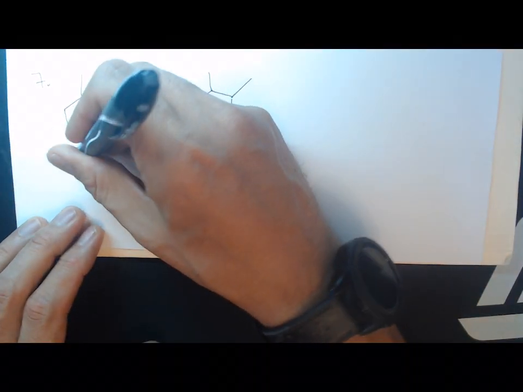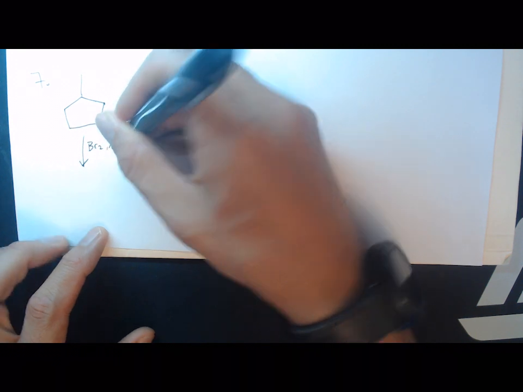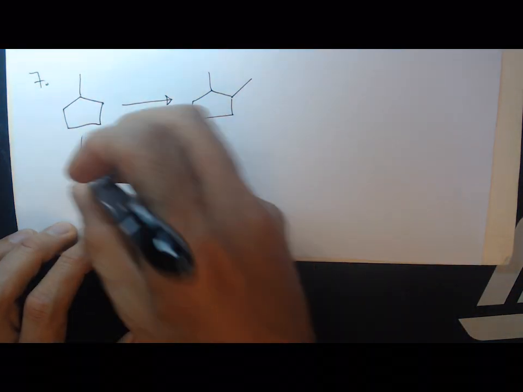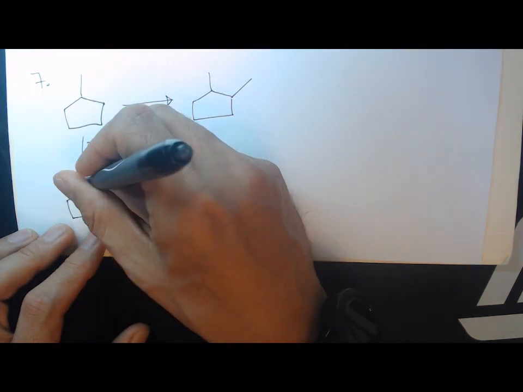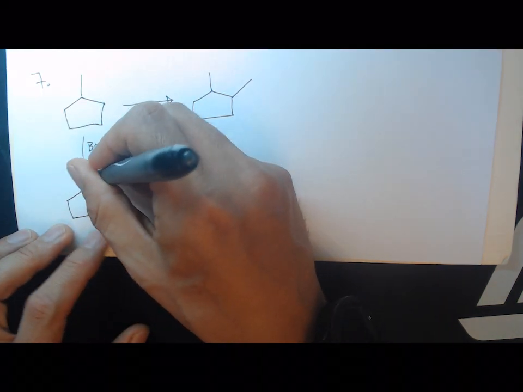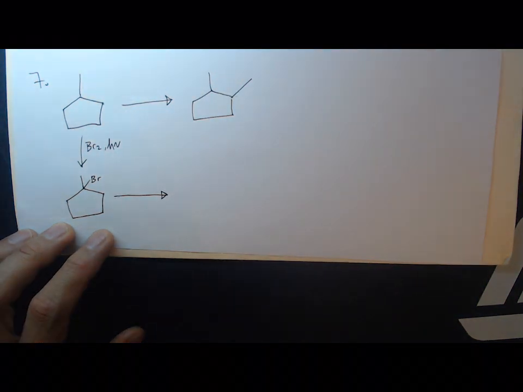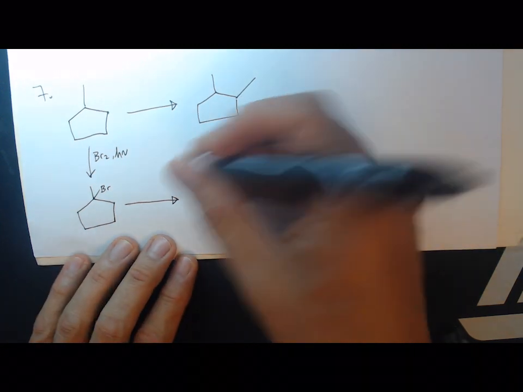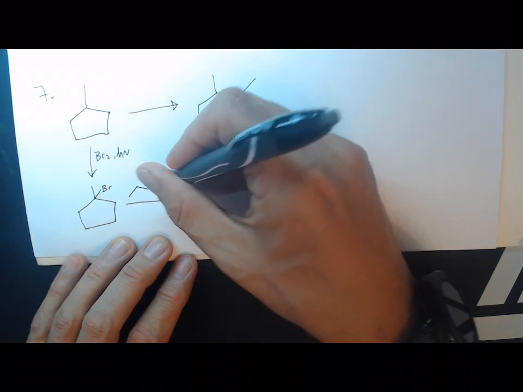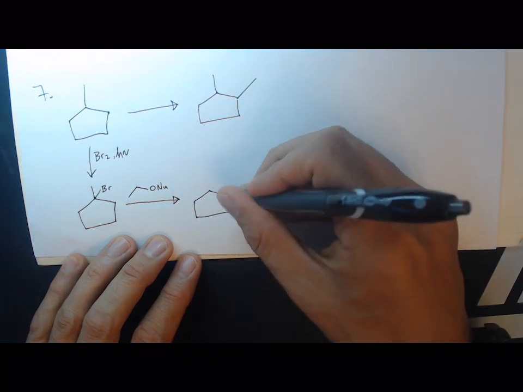I would also accept NBS here. Typically NBS is used for allylic and benzylic ones, but I've seen it used in this case here too, so I would accept it. So Br. I am then going to do an elimination just like the last problem. I was kind of trying to help you get started with the last one. I'm hoping you guys recognize that I was trying to help you out. So we get elimination here.